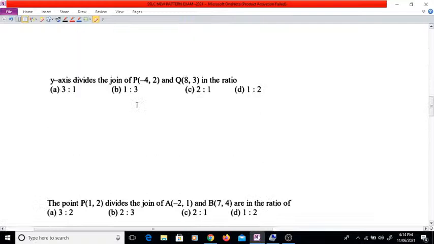So next question. This is a little bit easy one. The x-axis divides the join of P and Q. The point P is given as minus 4 comma 2 and the point Q is given as 8 comma 3, in the ratio. So this is the dividing point. The x-axis divides, so any point on the x-axis is of the form.